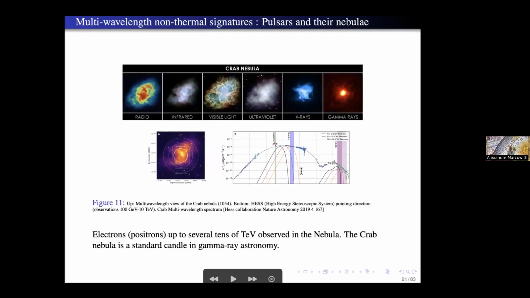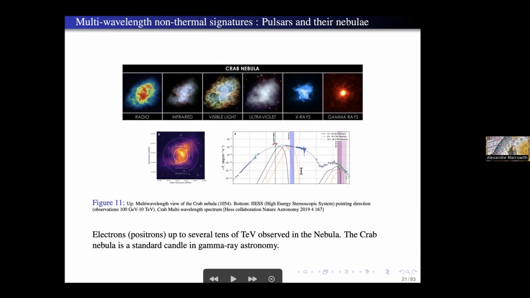A word about pulsars, especially the Crab Nebula, because it is very important in high-energy astrophysics. Here you have a multi-wavelength view of the Crab Nebula. So you have a pulsar, you have a very fast wind, with a Lorentz factor of about 10^6. So it's highly relativistic.